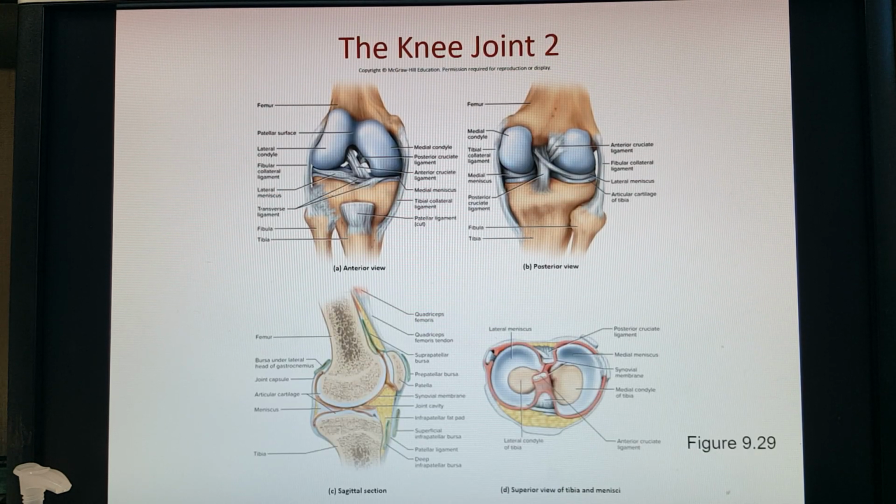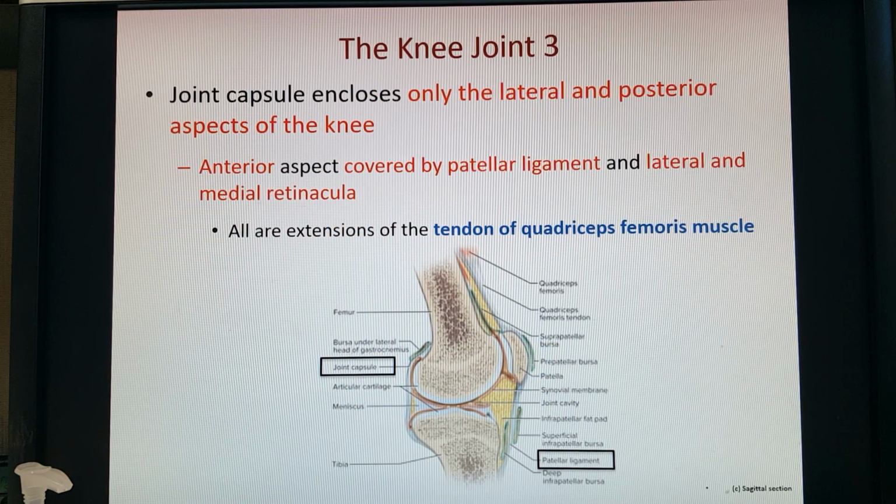Okay, so I think I zoomed in on another slide. Hold on. I'll come back to that one though.